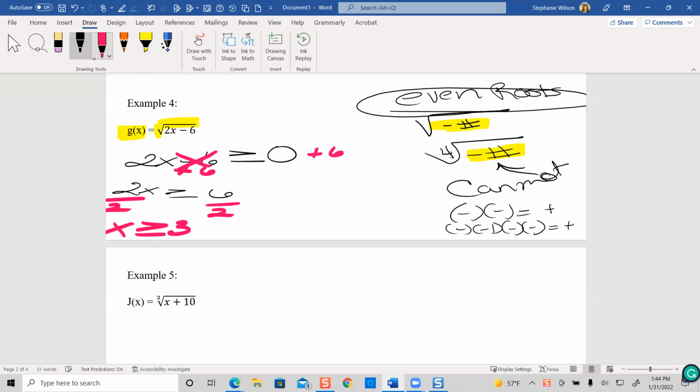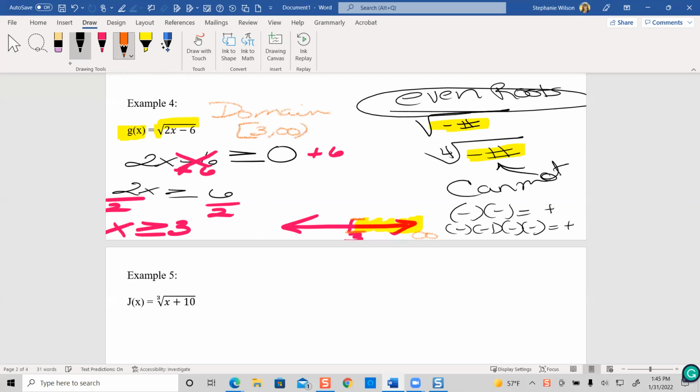So let's draw this out on a number line. I'm going to plot my 3. This says x is greater than or equal to 3. So we're going to go off in this direction, off to positive infinity. And we are including 3 because it says equal to. So that means that its domain is a bracket 3 to positive infinity.